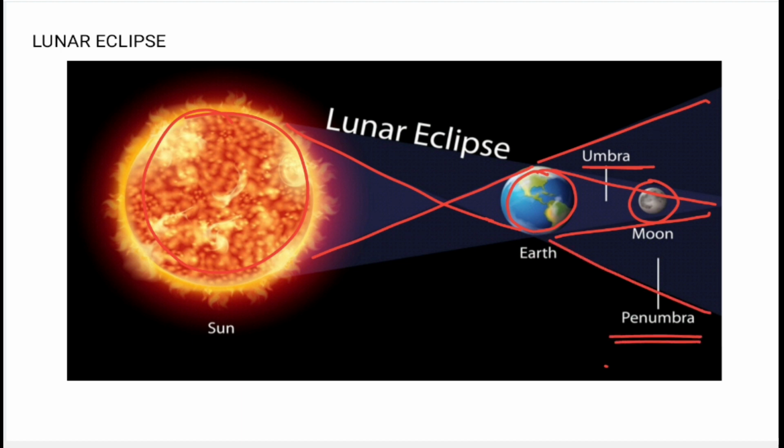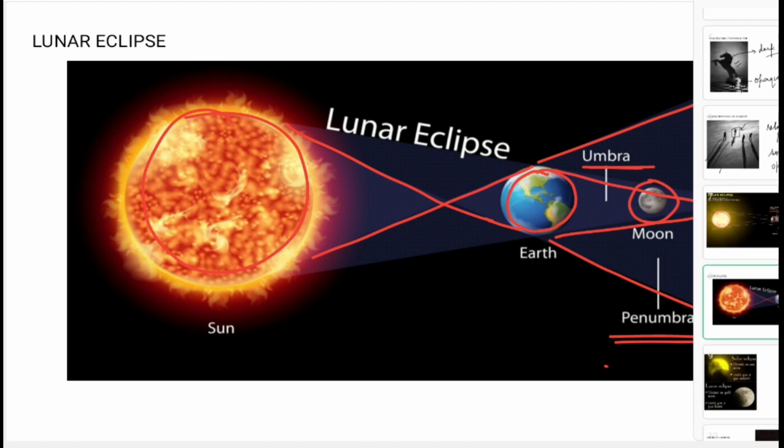So when the earth comes in between the sun and the moon, the earth casts a shadow on the moon. It can partially block the sun's rays or completely block them. In this way we will have a partial lunar eclipse and a total lunar eclipse correspondingly.